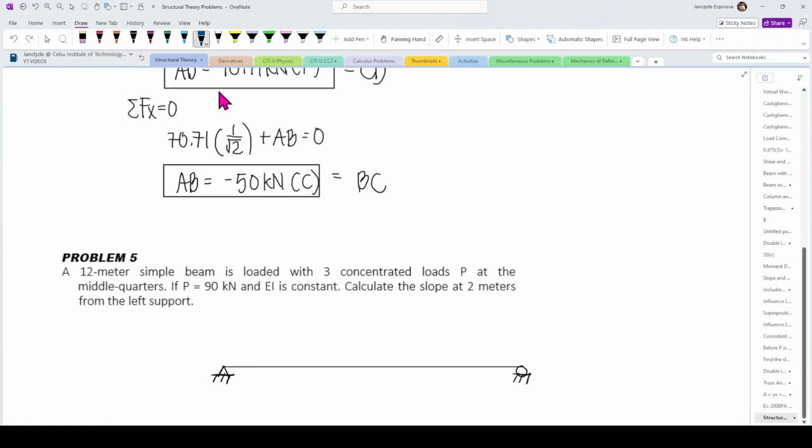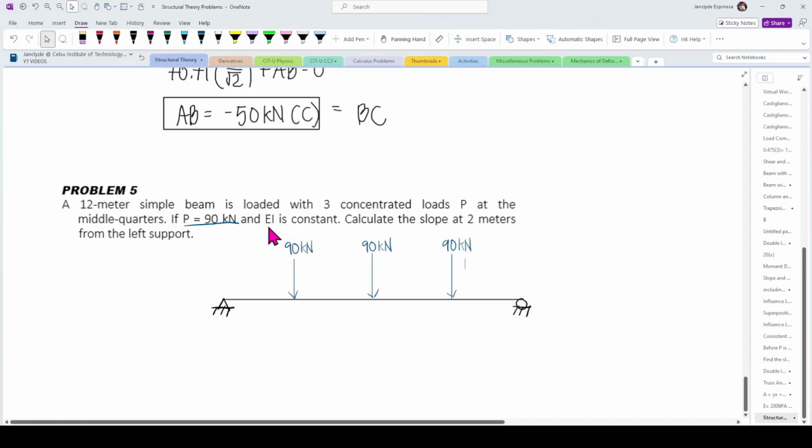Change ko yung thickness. This is P equals 90 kN daw. Meron dito. And then, also here. Now, EI is constant, and then calculate daw the slope at 2 meters from the left support. So, we want the slope at this point, somewhere here. Kasi diba, the span is 12 meters. 12 meters, divide natin by 4. 12 divided by 4 is 3. So, this is 3 meters, 3 meters, and so on.